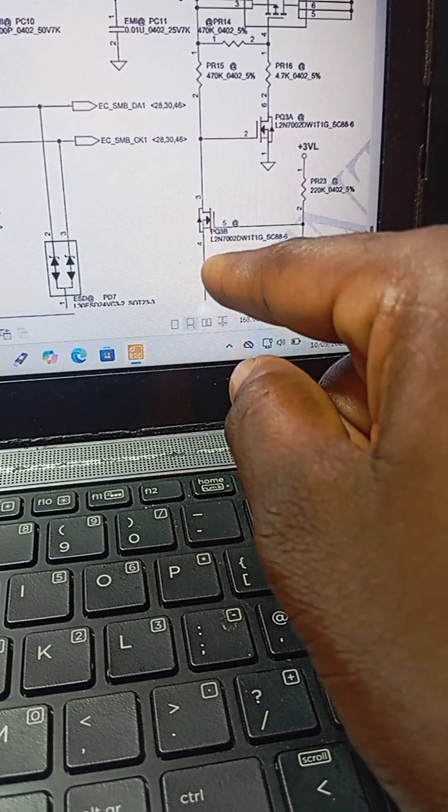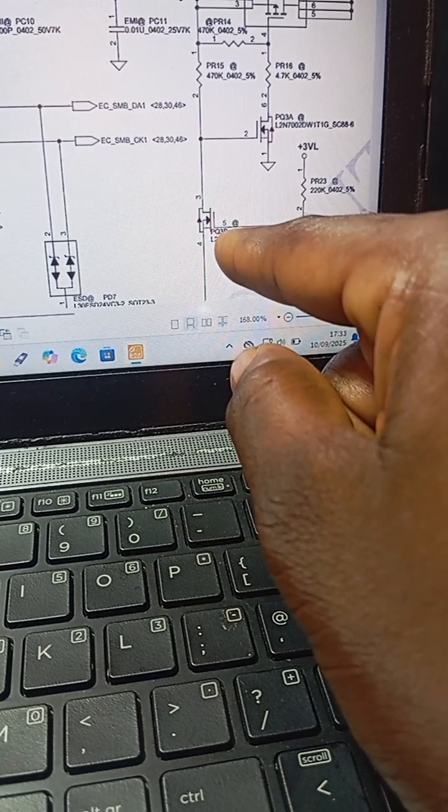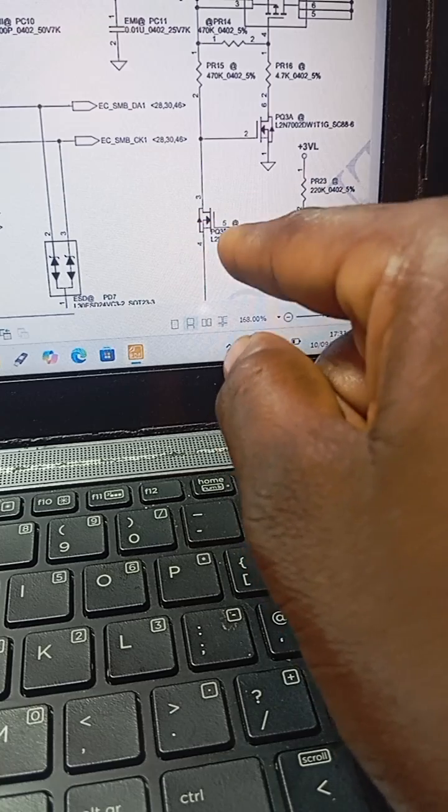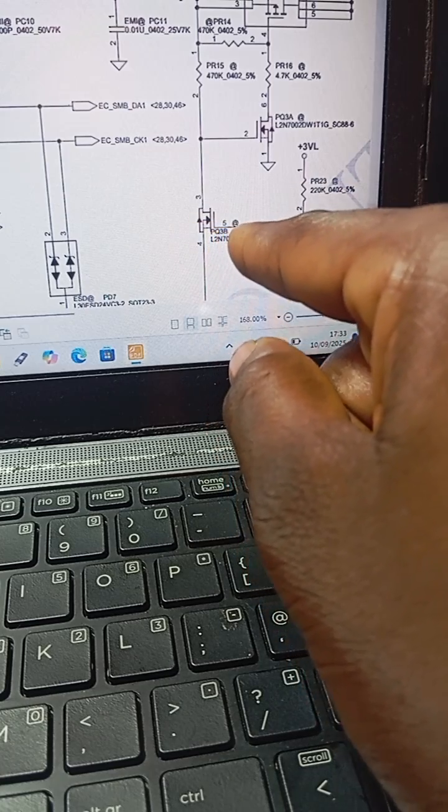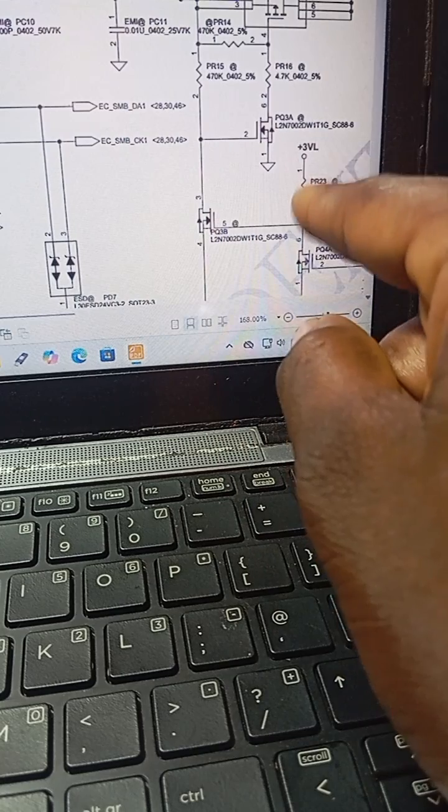This will be the 5th MOSFET. Can you see it here? And it's connected to another resistor.